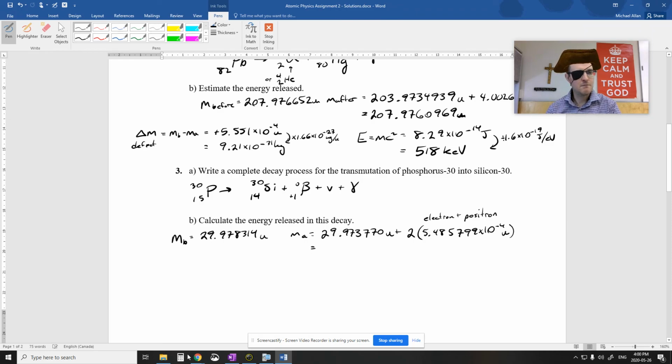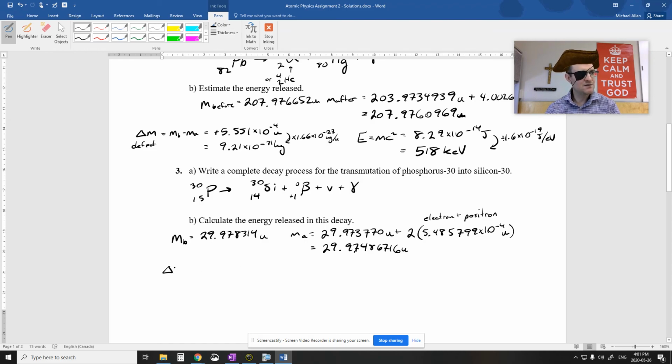Cool. So the mass afterwards is going to be 29.97377, plus 2 times this 5.485799 number times 10 to the negative 4. Bam. So I get a mass of 29.974. So it is still less than before, even though I add those electrons on there.